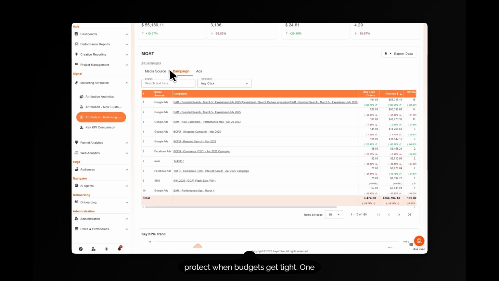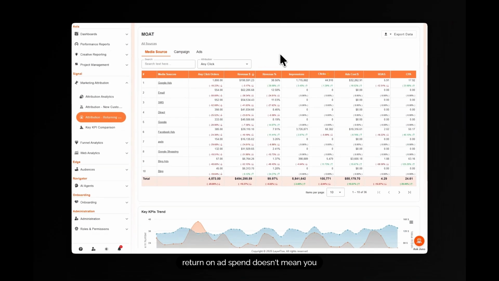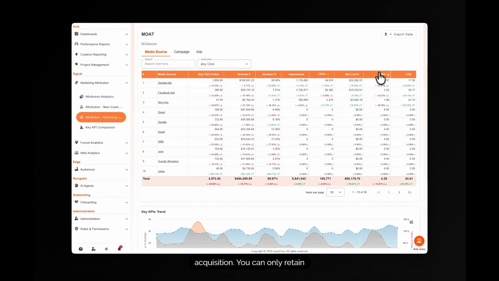One thing worth remembering: higher retention return on ad spend doesn't mean you should shift budget away from acquisition. You can only retain customers you've already brought in. Cutting acquisition to chase a better average return on ad spend shrinks your customer base over time, even if the number looks better today.